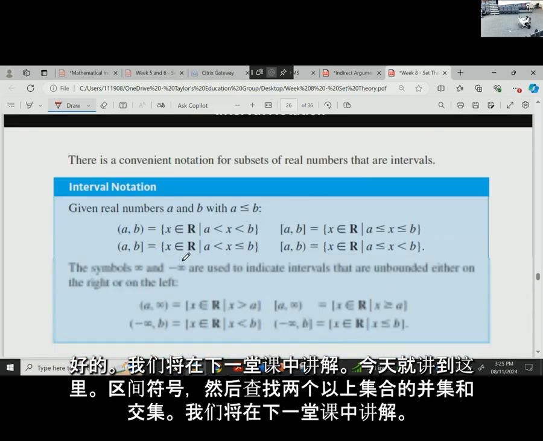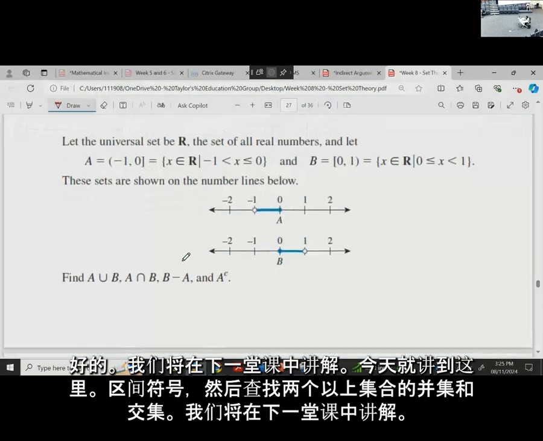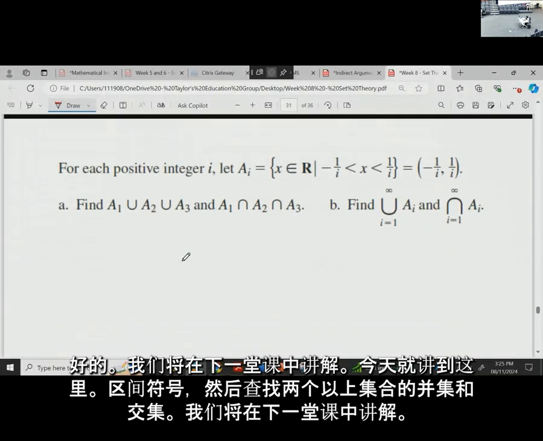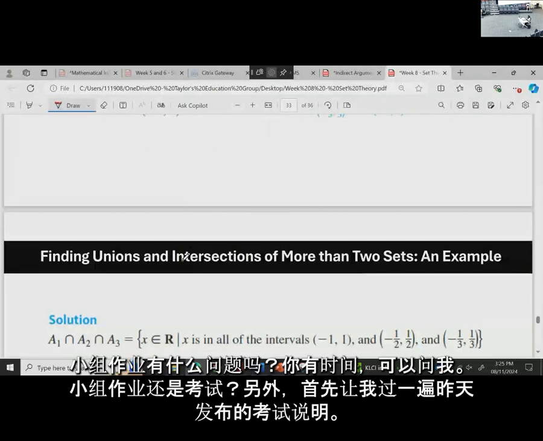We will stop here for today. The interval notation and then finding unions and intersections of more than 2 sets, that we will cover in the next lecture. Any questions from your group assignment? You have time, you can ask me.